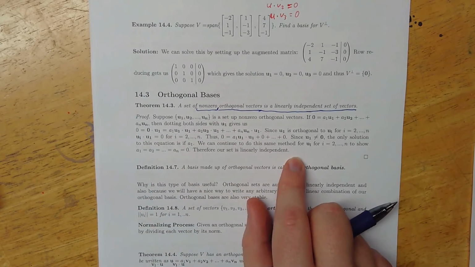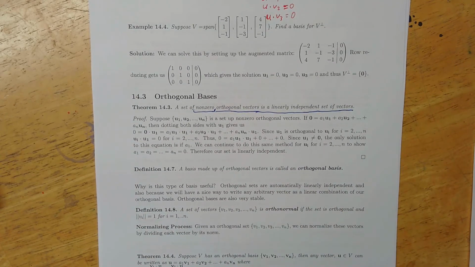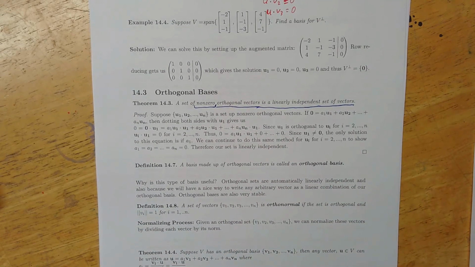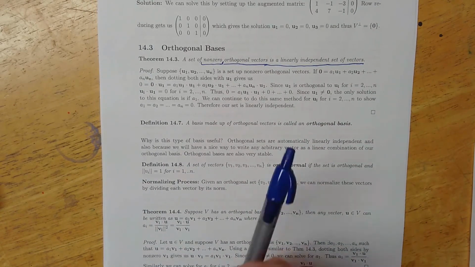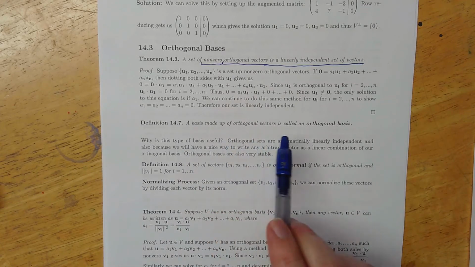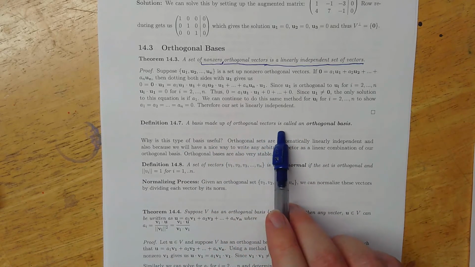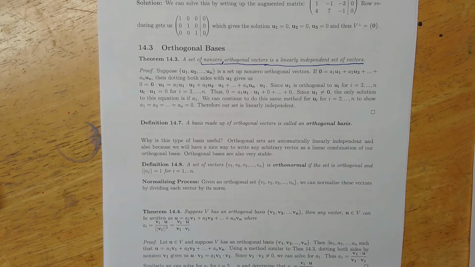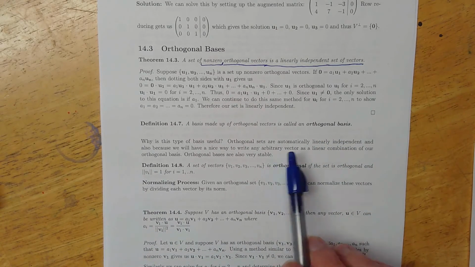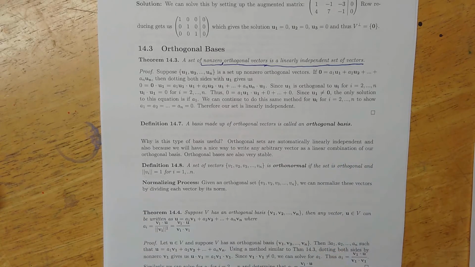We have this little proof here that talks about it, but we're going to skip that for now. You can read it if you so choose. Definition 14.7: a basis made up of orthogonal vectors is called an orthogonal basis. So why is this basis useful? Well, first of all, we just talked about how orthogonal sets are automatically linearly independent. The other thing is that they are going to be very stable for us. We'll briefly mention the idea of stability a little bit later.